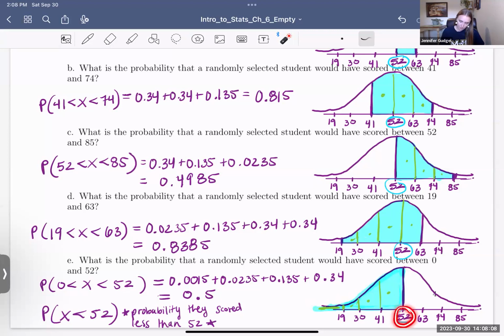So that's the 50th percentile. That's 50% of our data lies to the left. 50% of our data lies to the right. All right, but if we were to ask to be calculating till here, it would be the same process. We would just add this extra piece. Okay, hopefully that helped. Hopefully that made sense.